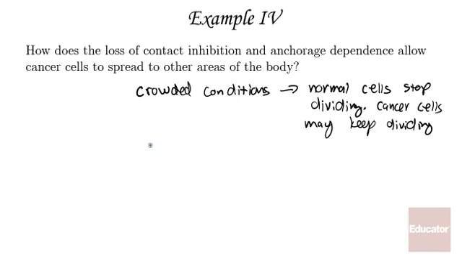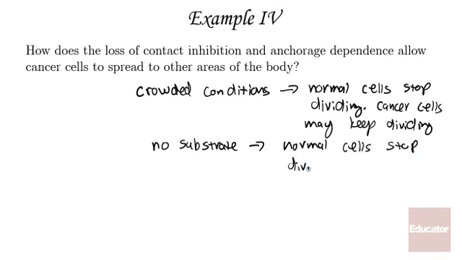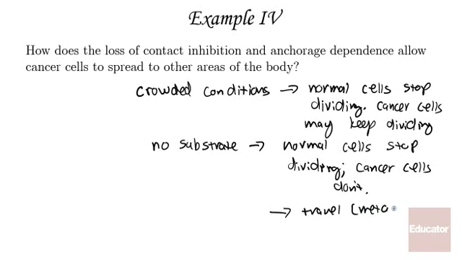The second one is anchorage dependence. If there is no substrate for the cell to hold on to, normal cells stop dividing. Cancer cells don't. This allows them to break off, go through the bloodstream, travel or metastasize, form metastases, and grow in distant sites of the body. So they don't need a substrate. They can travel through the bloodstream or the lymphatic vessels, set up elsewhere, and divide. And form tumors and continue to divide, even though it's very crowded to the point that it's damaging the organ.